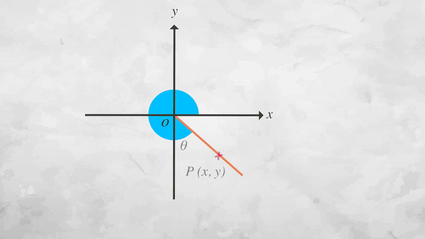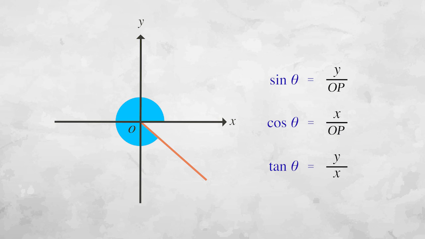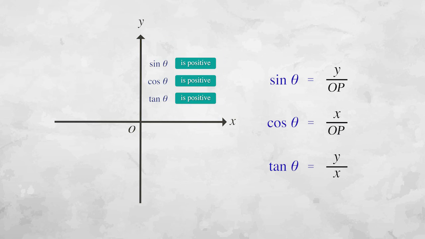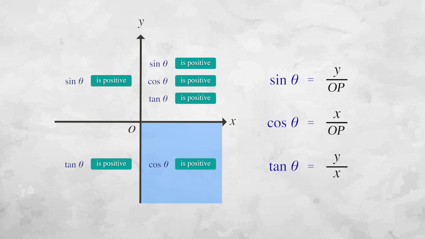In short, we have learned how to define the trigonometric ratios of angles up to 360 degrees using the coordinate plane, and how to determine the sign of each trigonometric ratio in each quadrant. All the trigonometric ratios are positive for angles in the first quadrant. Only the sine ratio is positive for angles in the second quadrant. Only the tangent ratio is positive for angles in the third quadrant. And only the cosine ratio is positive for angles in the fourth quadrant.